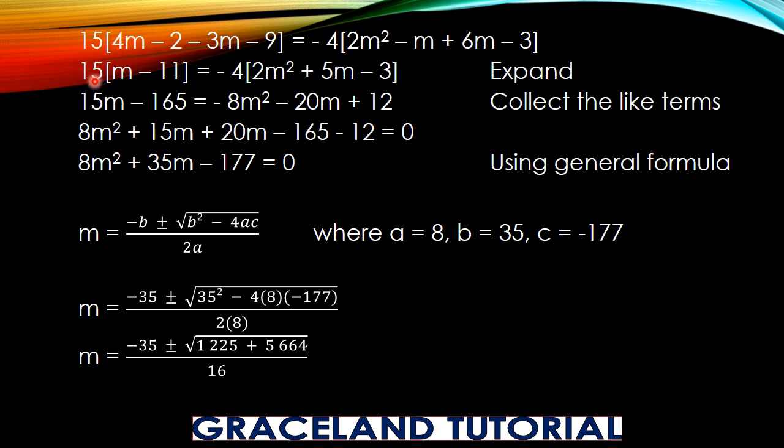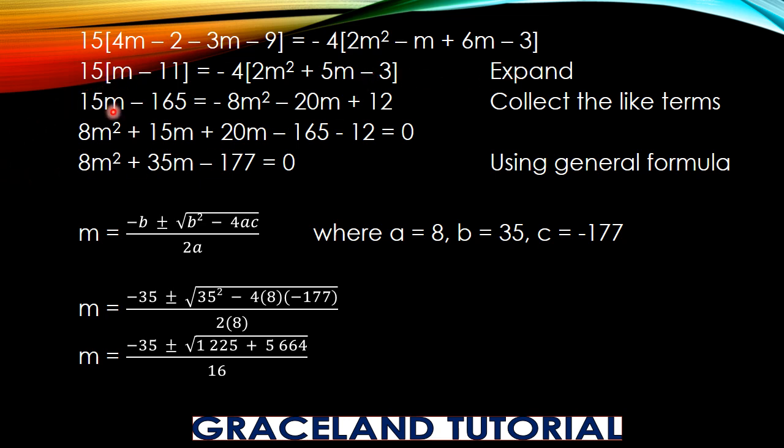So we have 15. Now 4m minus 3m is going to be m. And then minus 2 minus 9 will give us minus 11, which is equal to minus 4, 2m squared minus m plus 6m will be plus 5m. Then minus 3. You close the bracket. We still have to expand again the bracket we have.